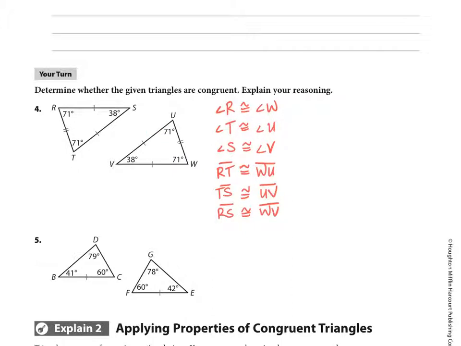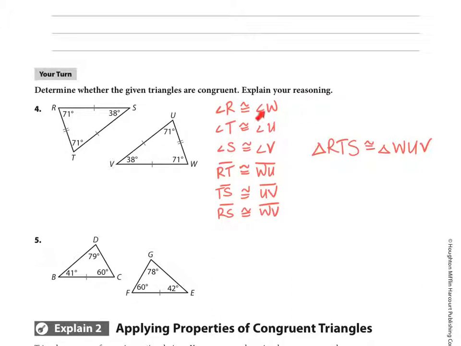So we have all 6 parts. If all 6 corresponding pairs of parts are congruent, then the 2 triangles are congruent. Triangle RTS is congruent to triangle WUV. The order of this is also important. Remember, we call this a congruent statement, just like these other ones. This is the triangle congruence statement.